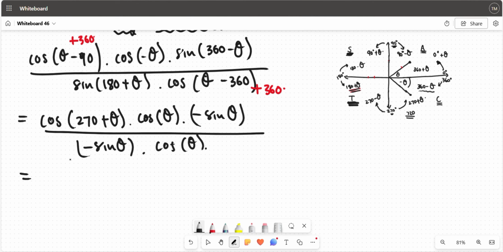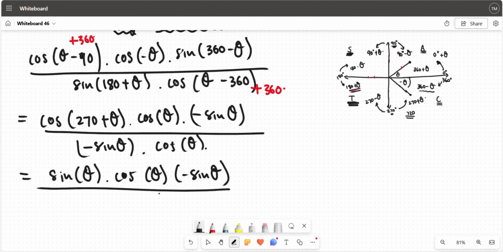Then let me reduce the other ones. 270 plus theta would put me in this quadrant here. But what is cos in that quadrant? Cos is positive, but remember 270 changes the guy into a sine. So I have a sine now. I have a cos theta there, I have a negative sine theta. And at the bottom, I have a negative sine theta with a cos theta.